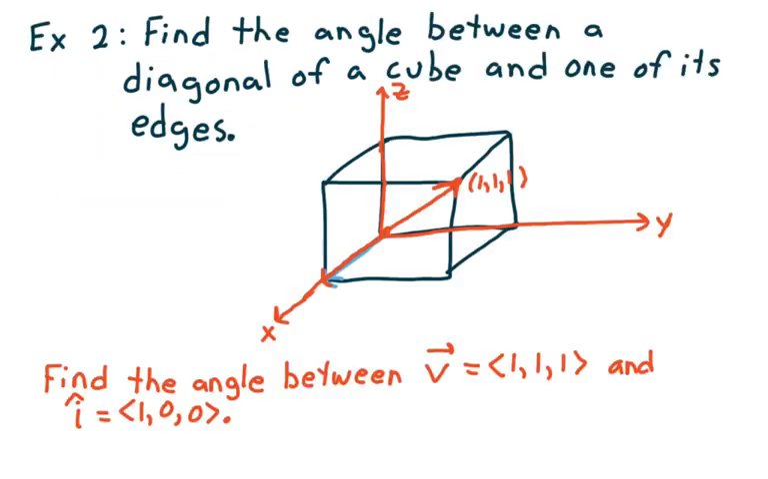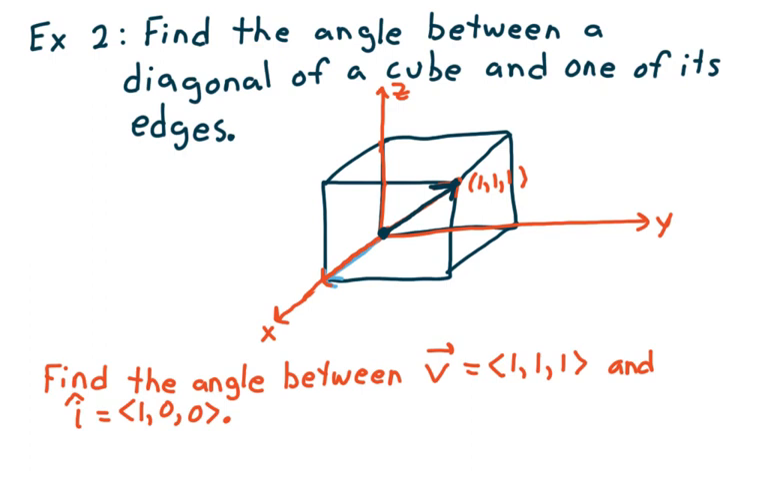And with that, let's take a look at the second example here. It says find the angle between a diagonal of a cube and one of its edges. And for argument's sake, we're going to look at a unit cube. And I put the corner of the cube, if you notice, at the origin, and the diagonal will connect the origin, that's the initial point, to the terminal point, which is to the other side of here. And that terminal point is given by 1, 1, 1.